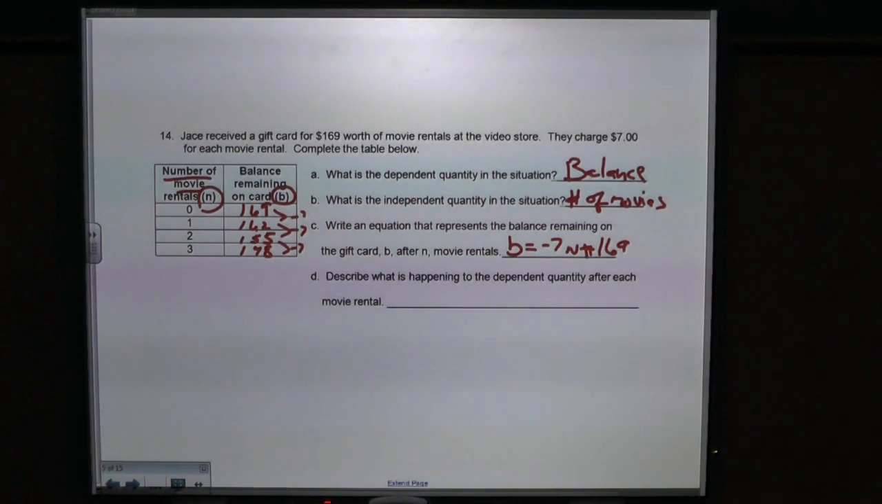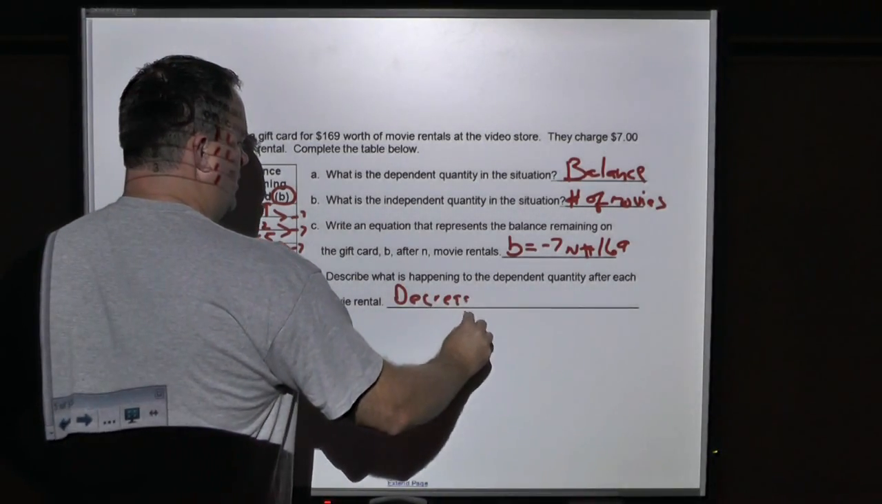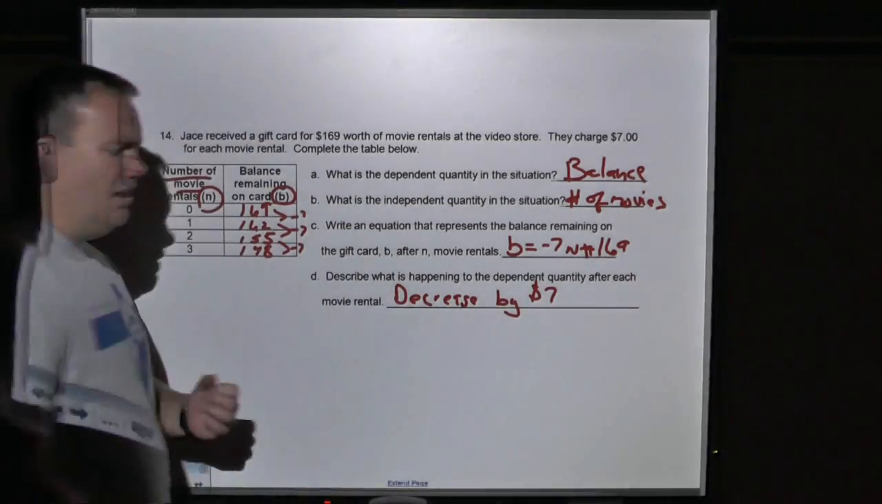So describe what's happening to the dependent quantity after each movie rental. Real simple. It decreases by $7 every time.